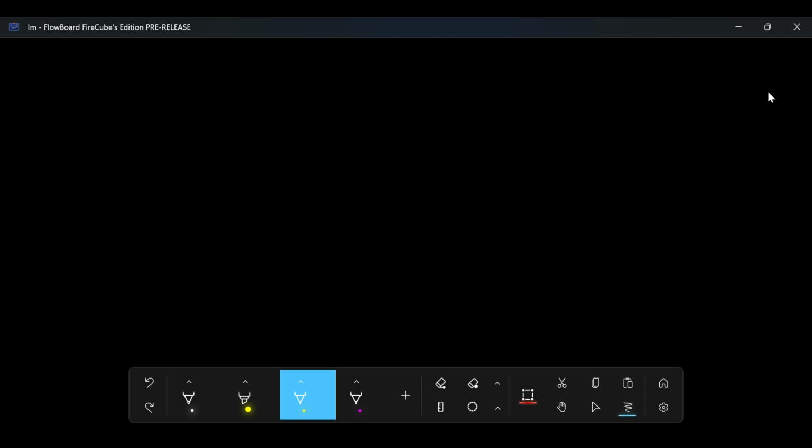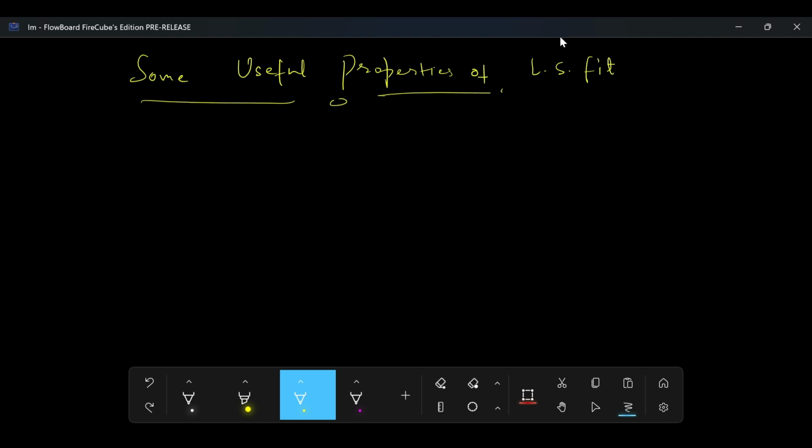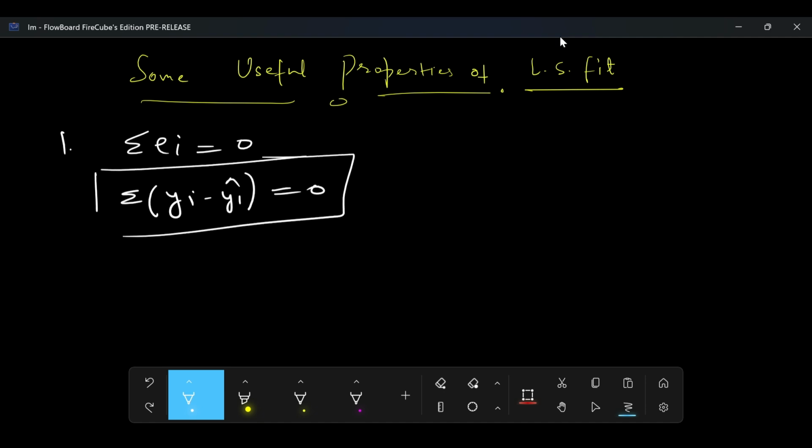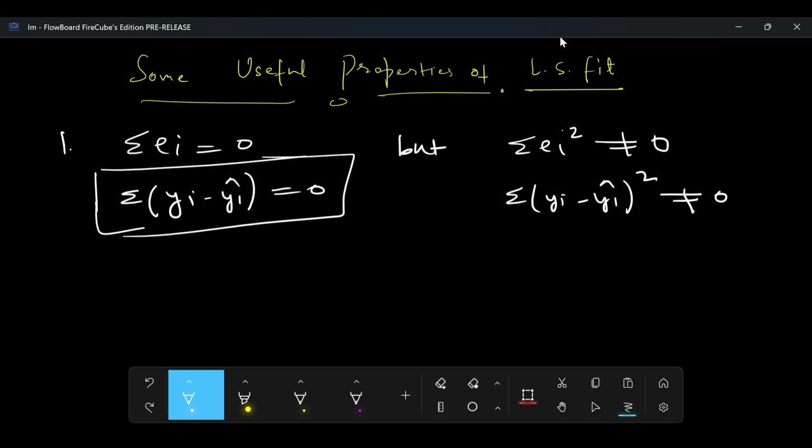In the next lecture we will see the non-intercept form of the simple linear regression model. But here there is one more thing: some useful properties of least square fit. The first property is that the sum of residuals, summation e_i, is always equal to zero. This means that when you write y_i minus y_i fitted, it will always be zero. But summation e_i square can never be zero, so summation of (y_i minus y_i hat) square can never be zero. Sum of residuals is zero, but the sum of square of residuals is not equal to zero when we talk about the least square fit.